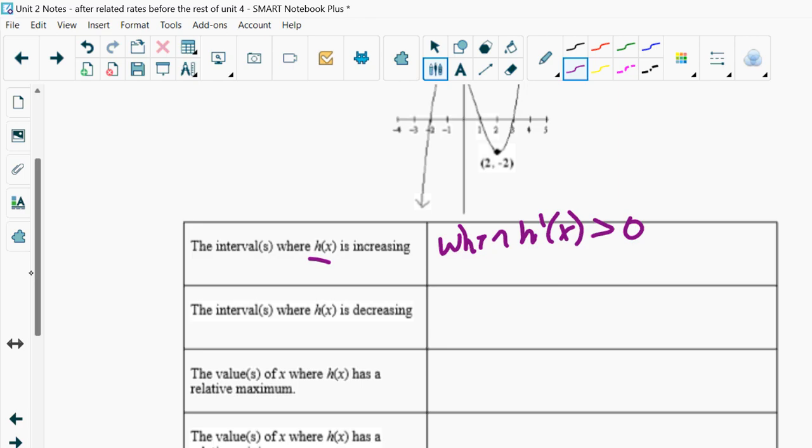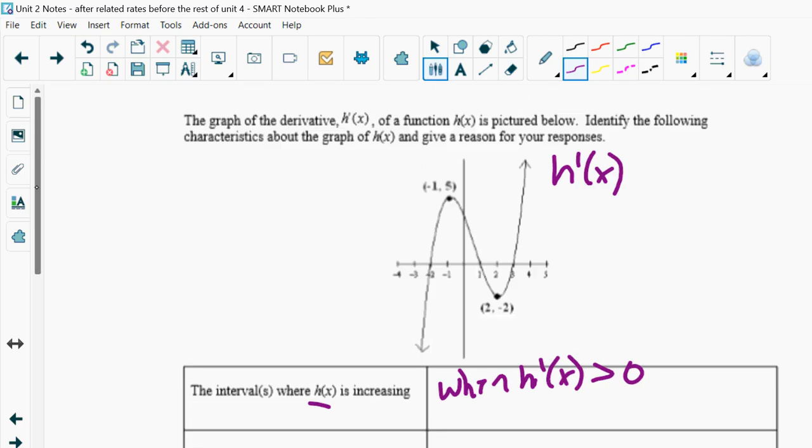So on my graph up here, if this is h prime of x, where am I looking if I want to know when it's greater than 0? Where it's positive, not where it's increasing, where it's positive. So where is it above the x-axis? And it is above the x-axis from here to here and from there up. Do you agree with me on that?